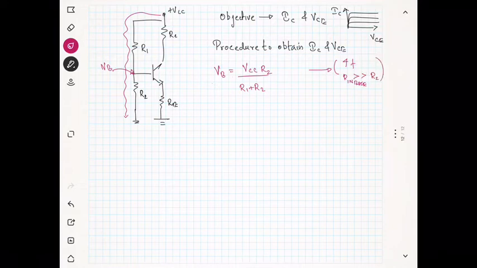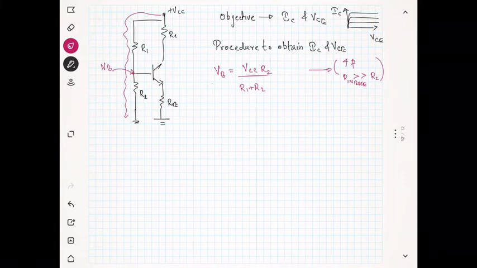So anyway, for the exam I will be taking care of this, don't worry, okay? I will give you the questions based on this approximation. Now, VB is equal to VCC by R1 plus R2 into R2.